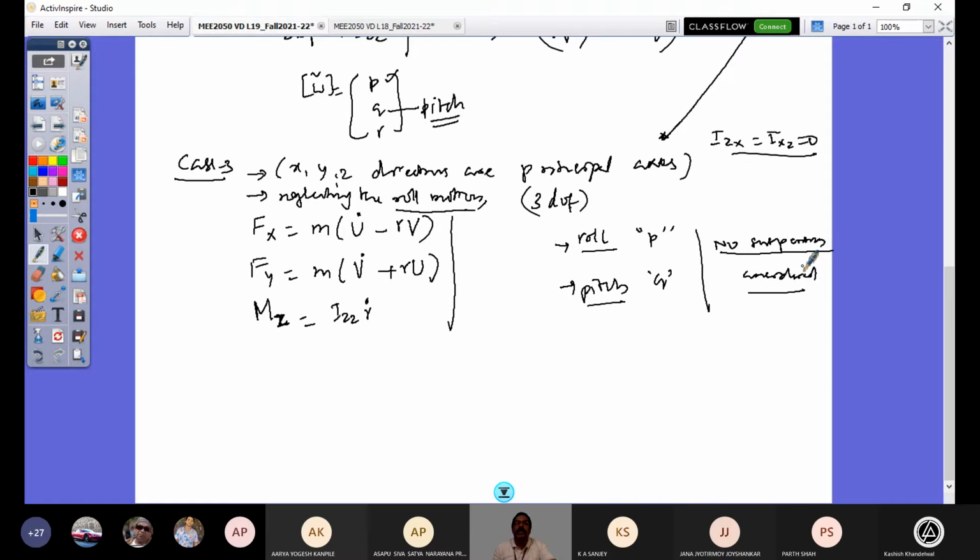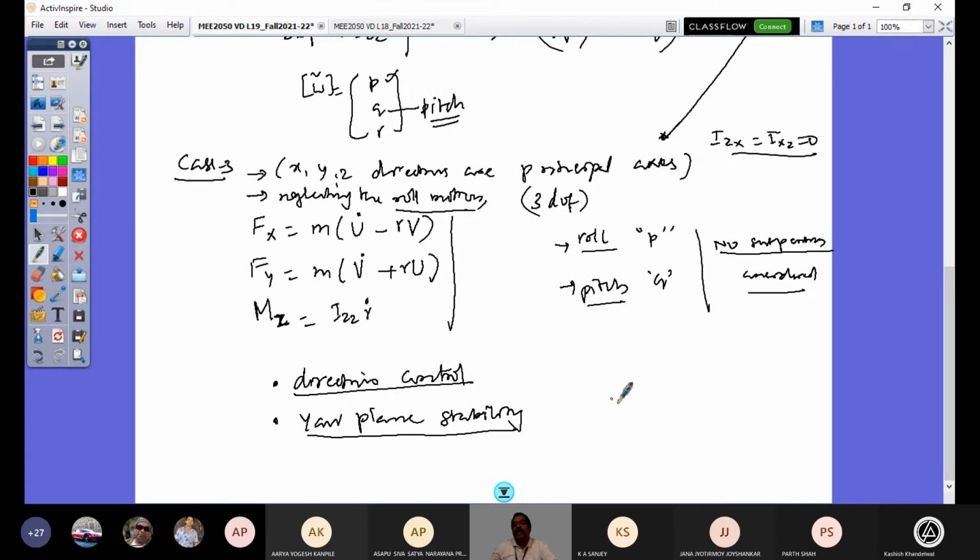So what is the objective of our lateral dynamics? Lateral dynamics is to study whether my vehicle has directional control and stability in the plane. That's called the yaw plane stability. So the main objective of your lateral dynamics is directional control, and another one is yaw plane stability. What I mean by yaw plane stability is that X is that plane.